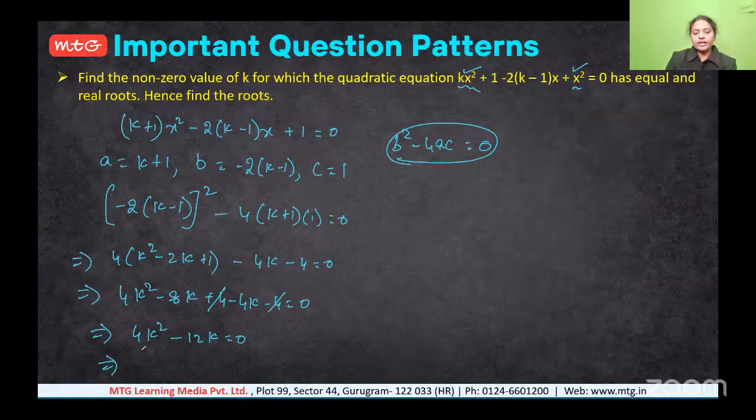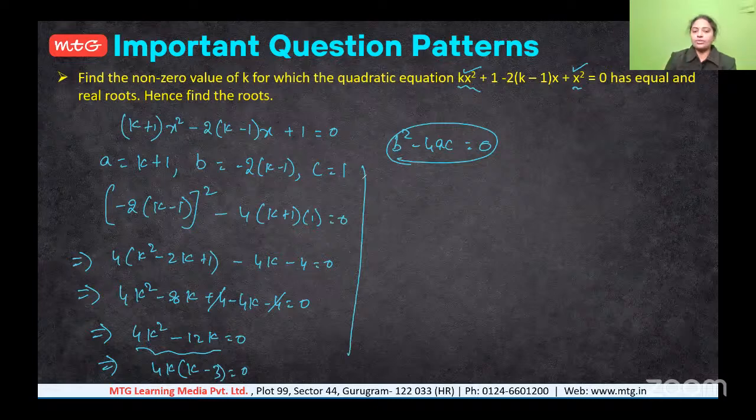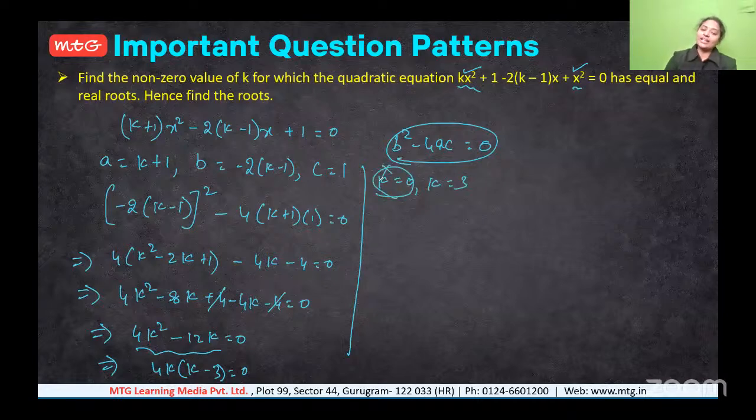When you solve it, here you can see 4k is a common factor. 4k common factor आप निकालोगे आपके पास बचेगी k minus 3 equals to 0. So आपके पास k के दो वैल्यूज है. एक है k equals to 0, दूसरा k equals to 3. k equals to 0 मैं इग्नोर करूंगी. Why? If I take k equals to 0, what happens in this equation?